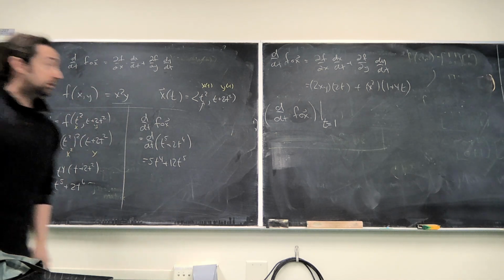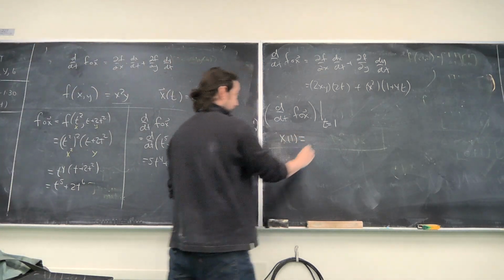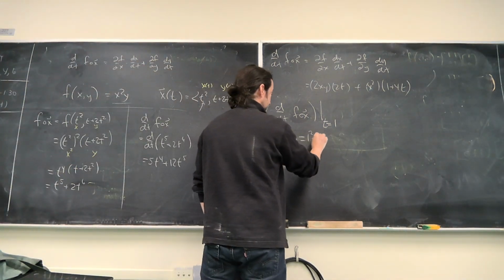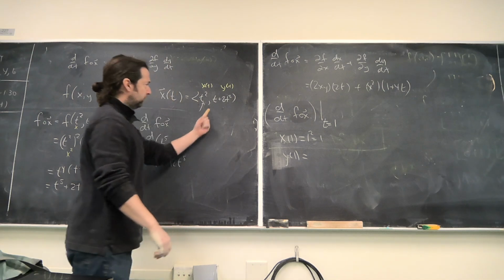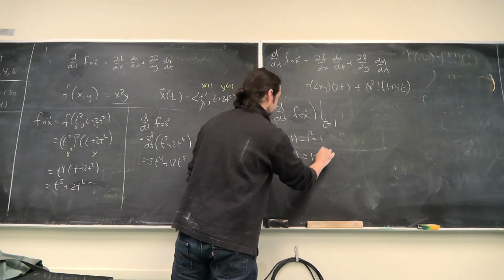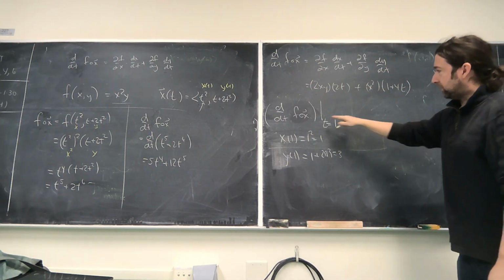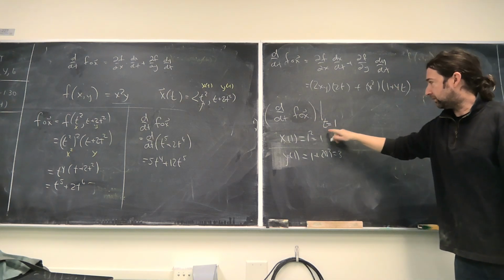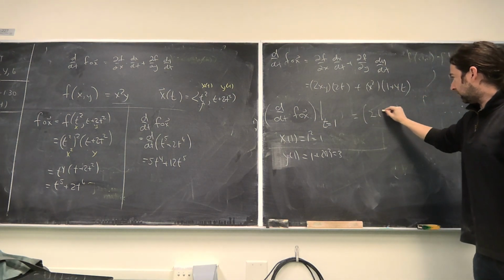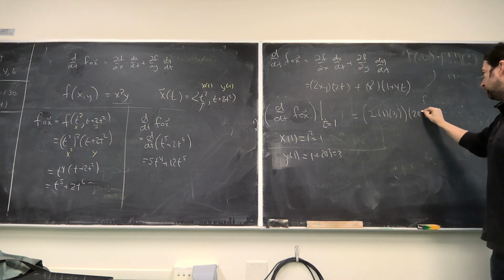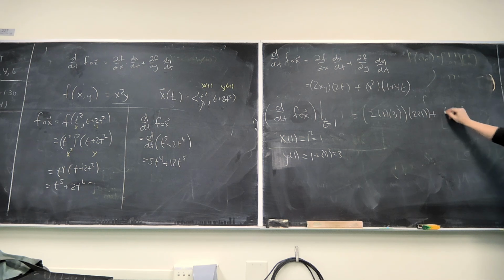If t is equal to 1, what's x of t? t squared, which is 1. What's y of 1? Let's see, 1 plus 2 times 1 squared is 3. So x is 1, y is 3, t is 1, which means d by dt of f composed with x at t equals 1 is 2 times 1 times 3 times 2 times 1 plus 1 squared times 1 plus 4 times 1. We did no substitution. We numerically evaluated things. We didn't have to do some sort of variable expansion to do this. We could just calculate it directly from here.